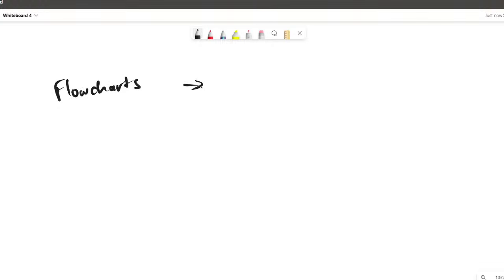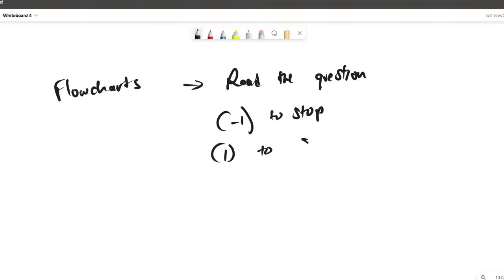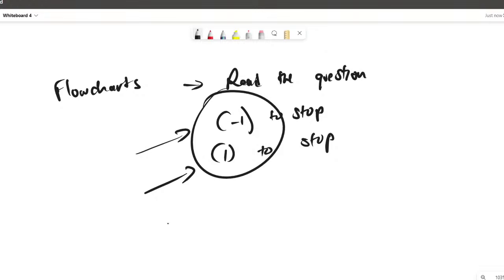Flowcharts. What you need to know here is to read the question. What you need to look out for is -1 to stop or 1 to stop the algorithm. You need to look at these values so that you don't keep going on and on. So always read the question and get to know this. That's the main thing about flowcharts.